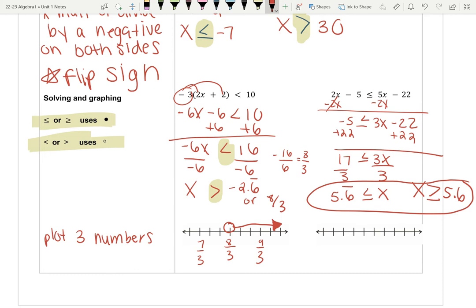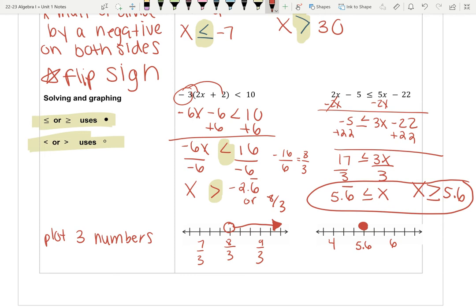Okay, so now I'm going to graph this. So I'll do 5.6 in the middle, and then maybe I'll just round up to 6 over here, and I'll go down to 4 over here. Now this one has an or equal to, and so if you look over to the left again, that means I'm going to have a closed circle. So you're going to fill in the circle here.